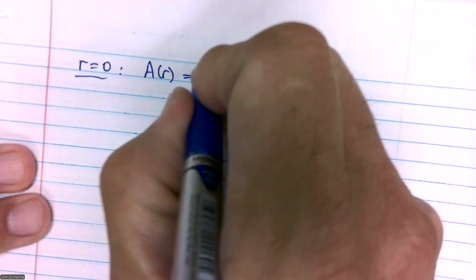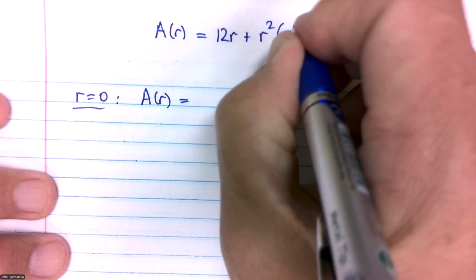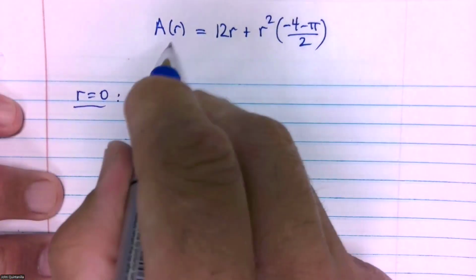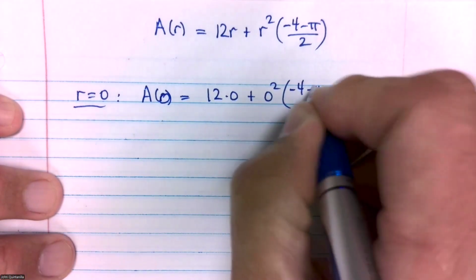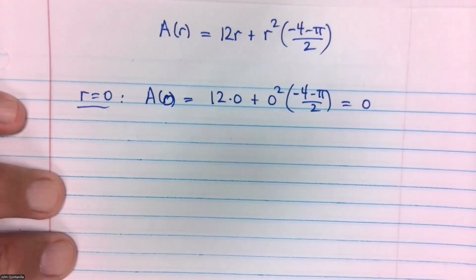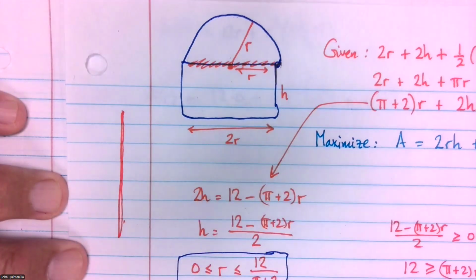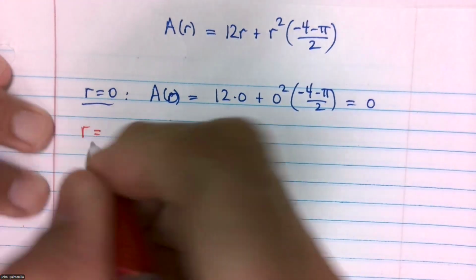When r is equal to 0, the area function was equal to, let me write the area function at the top here. A of r was equal to 12r plus r squared times minus 4 minus pi all over 2. That was our area function. When r is equal to 0, that's easy. I get 12 times 0 plus 0 squared times this constant, and that is simply equal to 0. That's kind of expected because r equals 0 corresponded to this very thin line, and so I expect the area to be 0 in that case. Okay, the others require a little bit more thought.